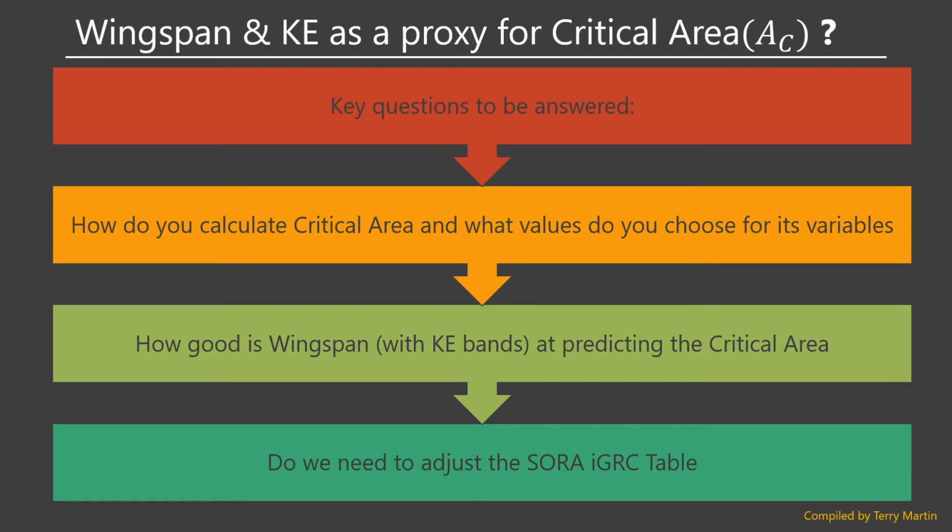How good is wingspan with the kinetic energy bands at predicting the critical area? And do we need to adjust the iGRC table? In some minor instances we did, but pleasingly, for the most part, the extant SORA was fairly consistent.